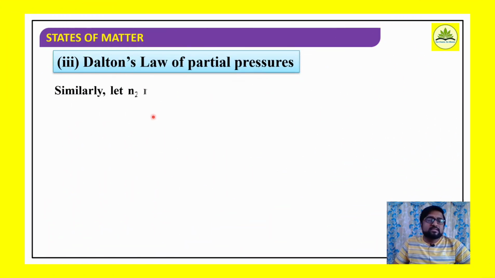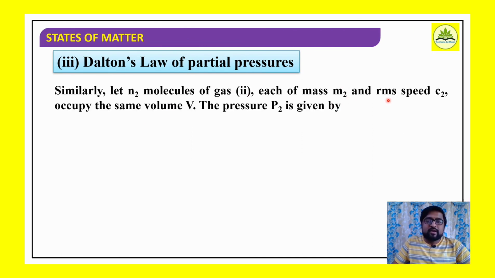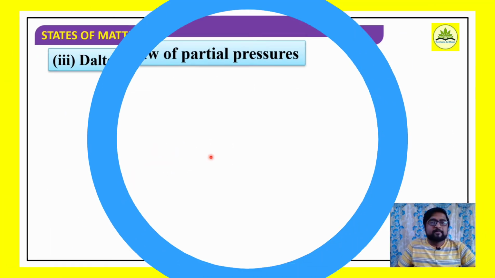Similarly, consider a second gas. Let N2 molecules of gas 2, each of mass M2 and root mean square speed C2, occupy the same volume V again. The pressure P2 is given by M2 N2 C2 square divided by 3V. So P1 is equal to M1 N1 C1 square divided by 3V, and P2 is equal to M2 N2 C2 square divided by 3V.